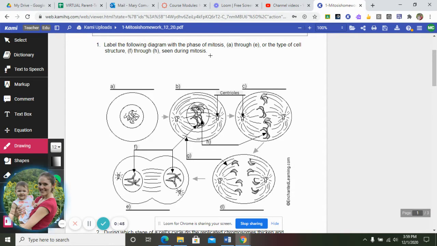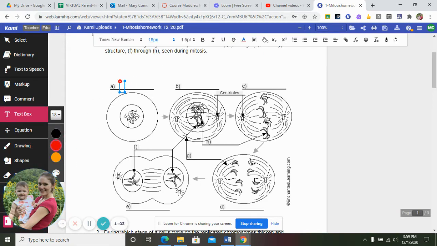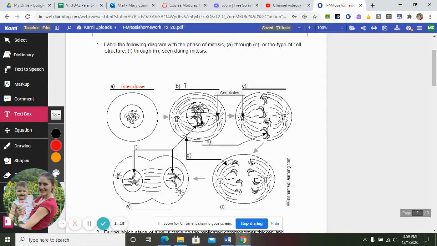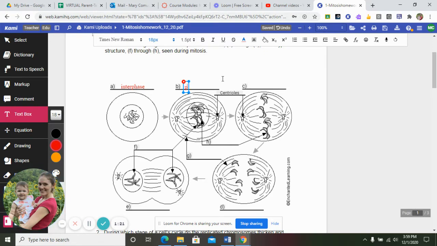Label the following diagram with the phase of mitosis, A through E, or the type of cell structure, F through H, seen during mitosis. So I'm going to go to a text box here. And for A, this is starting off at the very beginning, and that is going to be interphase. And then right after interphase, we have prophase.